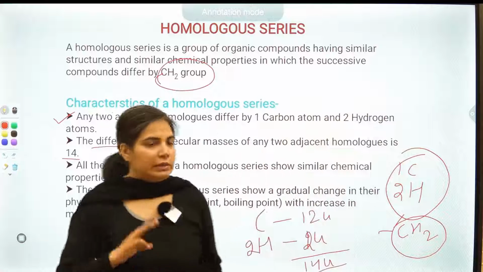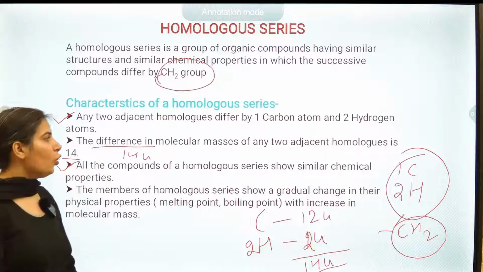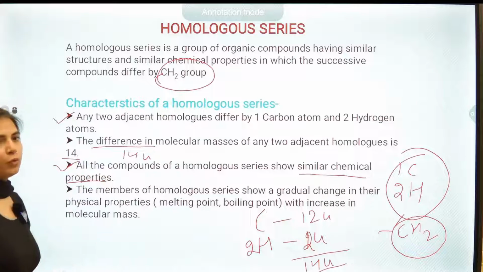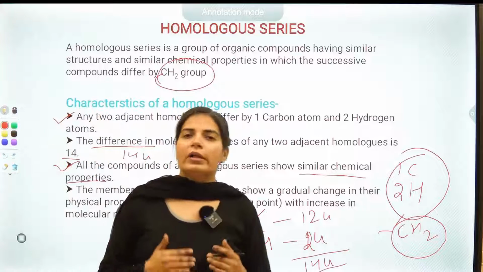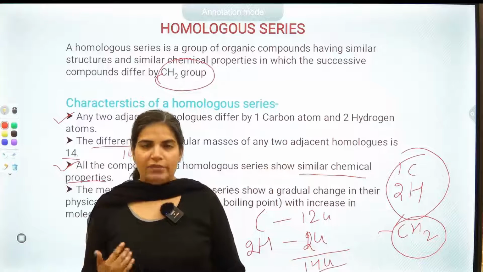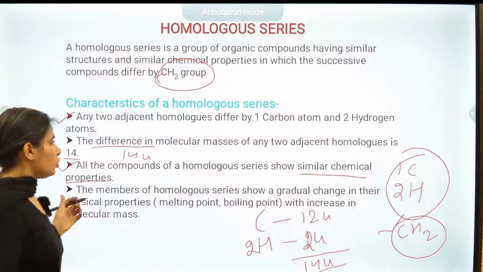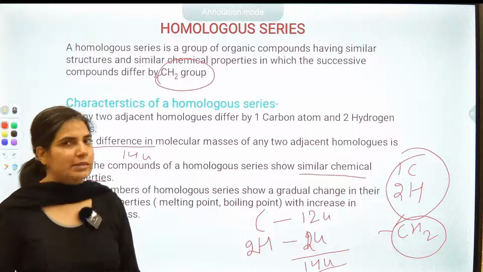Let's talk about the third characteristic. The compounds of homologous series show similar chemical properties. In chemical properties, we will talk about only certain reactions that are possible for these hydrocarbons. So, the chemical properties will be similar for homologous series members.